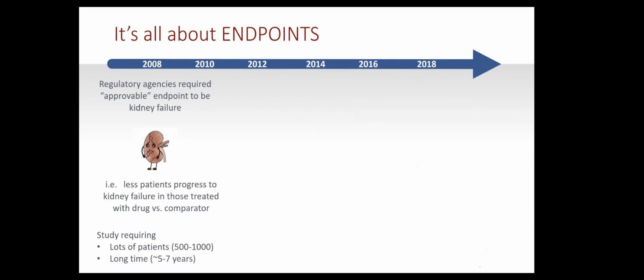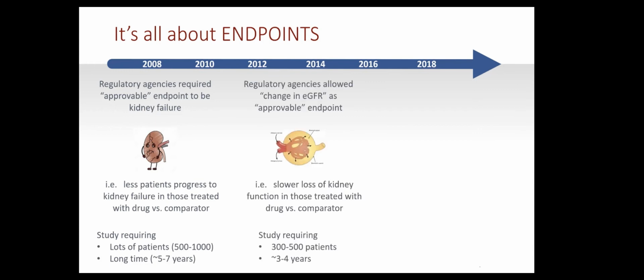IgA nephropathy is a disease in which patients generally progress over many years. It's not something where a patient will get diagnosed and within 1 year they're going to reach kidney failure. So this means that studies take a long time, and actually we require a lot of patients. And this put drug companies off actually developing. We have to spend a long time conducting the trials, high risk, high cost, and it was just an unattractive proposition.